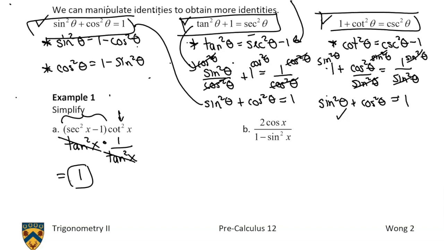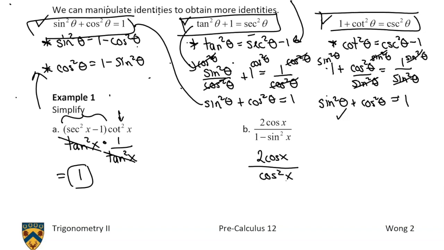Okay, let's continue on with example B and let's see what we could say with that. So first thing is, let's look at 1 minus sine squared x and let's see how we could replace that with something else. So if you take a look back up to your Pythagorean identities and we saw that 1 minus sine squared x is equal to cos squared x, then we could say that 2 cosine x, that's just rewriting the numerator, over cos squared x.